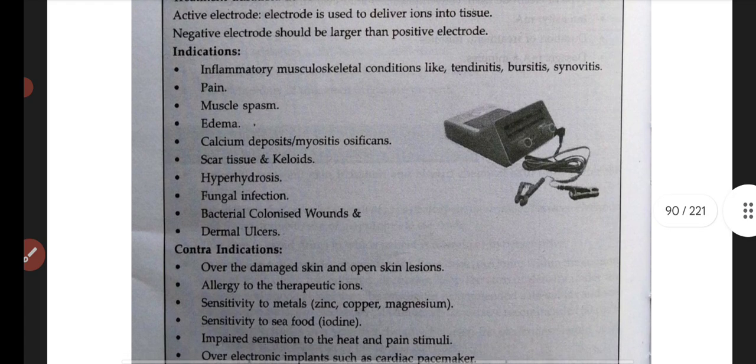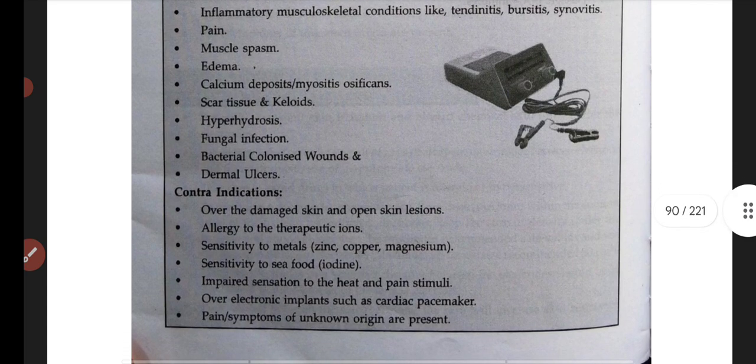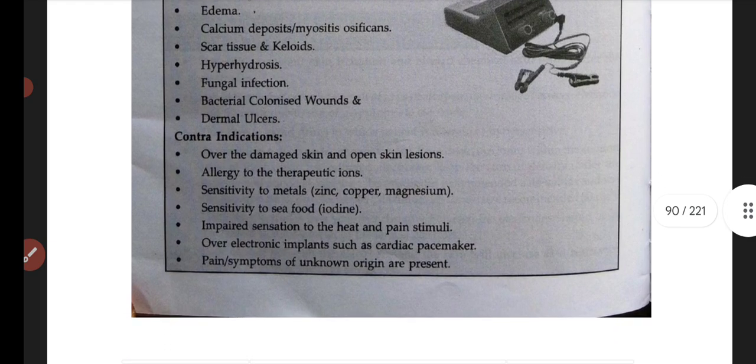Indications are inflammatory musculoskeletal conditions like tendinitis, bursitis, synovitis, pain, muscle spasm, edema, calcium deposit or myositis ossificans, scar tissues and keloids, hyperhidrosis, fungal infection, bacterial colonized wounds, and dermal ulcer.